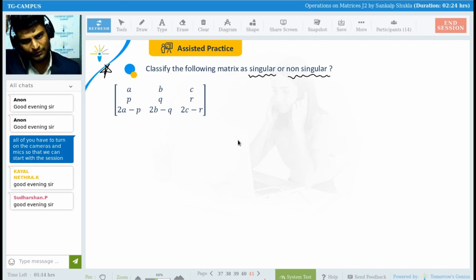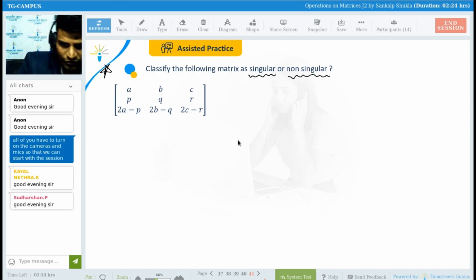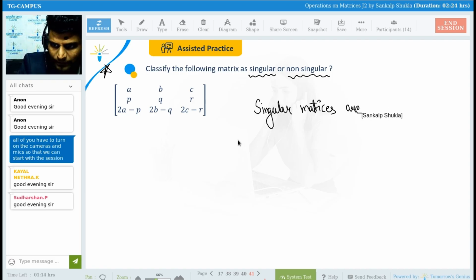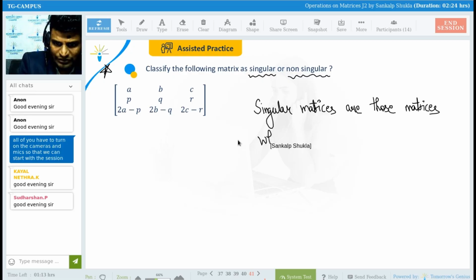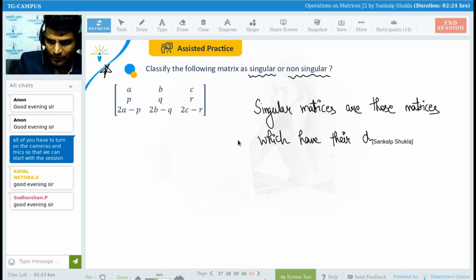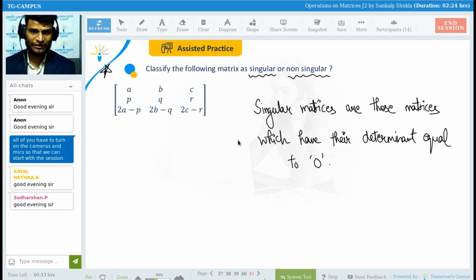This question has appeared in the class 12 CBSE board many times. So this is a very important concept. What are singular matrices? Singular matrices are those matrices which have their determinant equal to 0. Now what is this new term that we are having? Determinant.